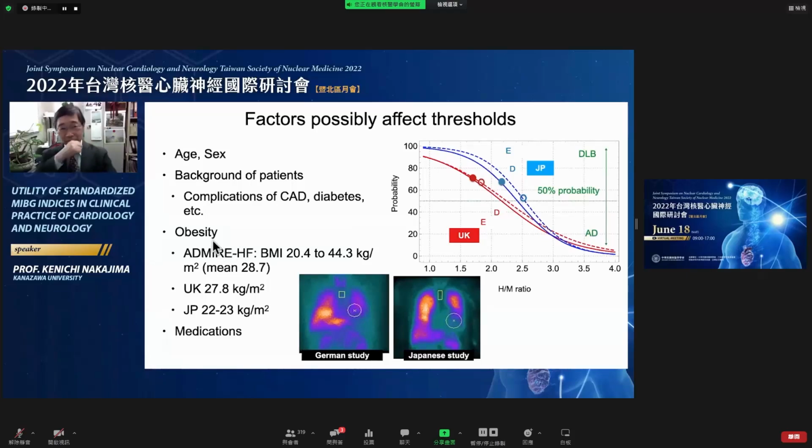Another point is obesity. In the ADMIRE-HF study, mean BMI is 29. In the UK, it's 28. And in Japan, it's 22 to 23. For example, if we see the German study here and the Japanese study here, you might be able to see the scatter of photons around the body due to obesity here. This sort of difference might also be a concern. Therefore, when we plot the probability of DLB and AD, the UK probability is like this, and in Japan, it's something like this, and it's steeper around the threshold of 2.2.